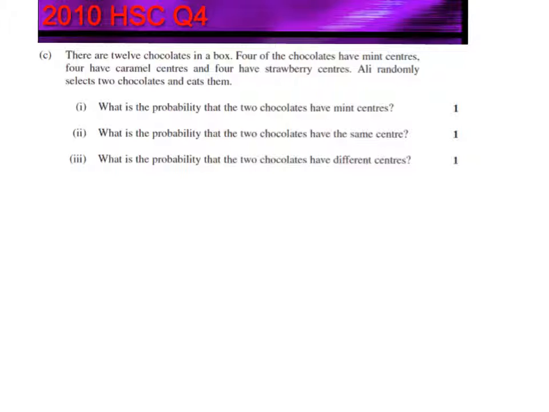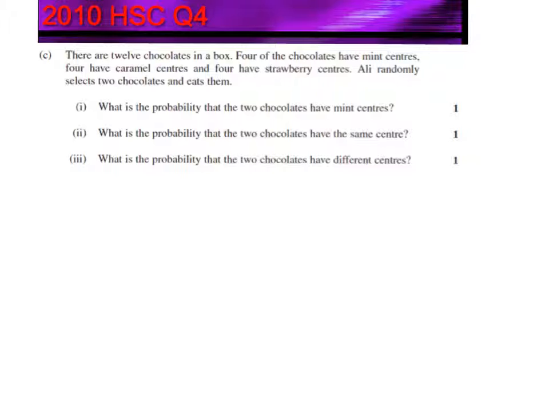Ali randomly selects 2 chocolates and eats them. Find the probability that the 2 chocolates have mint centres, same centre, different centres. Okay, so our 3 choices are mint, caramel, and strawberry. And she is choosing 2 of them.